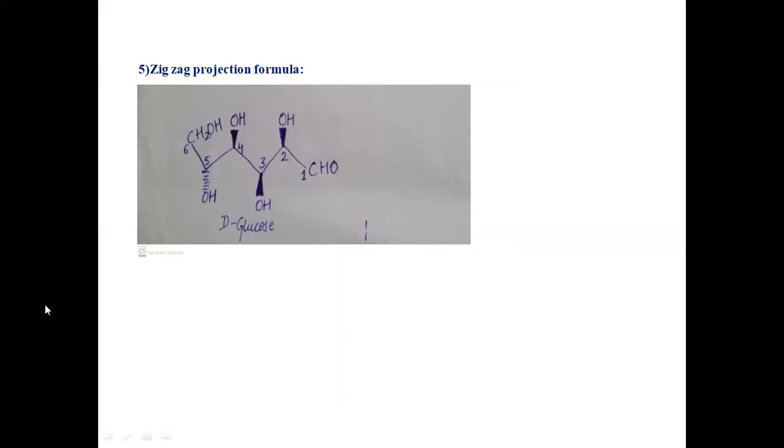And it is used for chiral centers which have a hydrogen atom as one of the substituents. See the example of D-glucose. We use this representation only for compounds containing chiral centers with hydrogen as one of the substituents, which means it should contain at least one hydrogen atom as a substituent. And this hydrogen atom is not drawn in the projection formula.